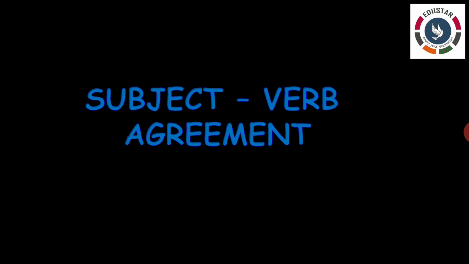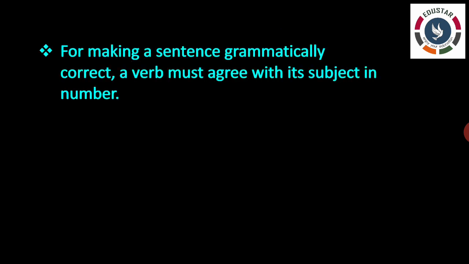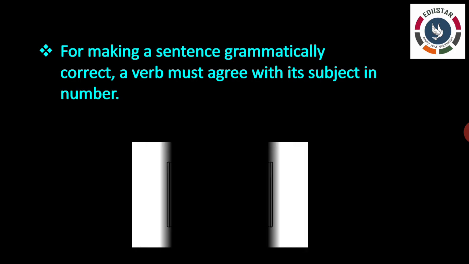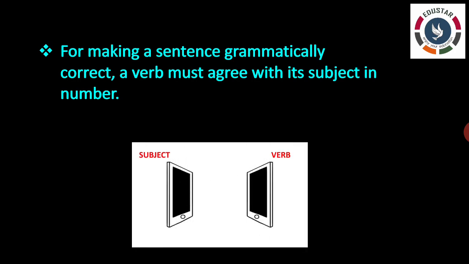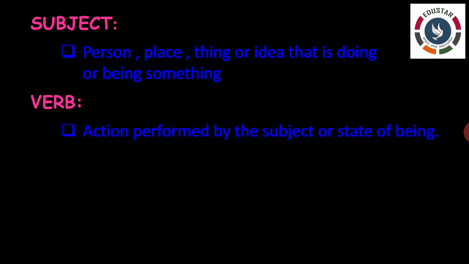For making a sentence grammatically correct, a verb must agree with its subject in number. So for a singular subject, you will be using a singular verb, and for a plural subject, you will be using a plural verb. Before going into that, you have to know what a subject is first. That is what I have given here. A subject can be a person, place, thing or an idea that is doing something. So that is the subject.